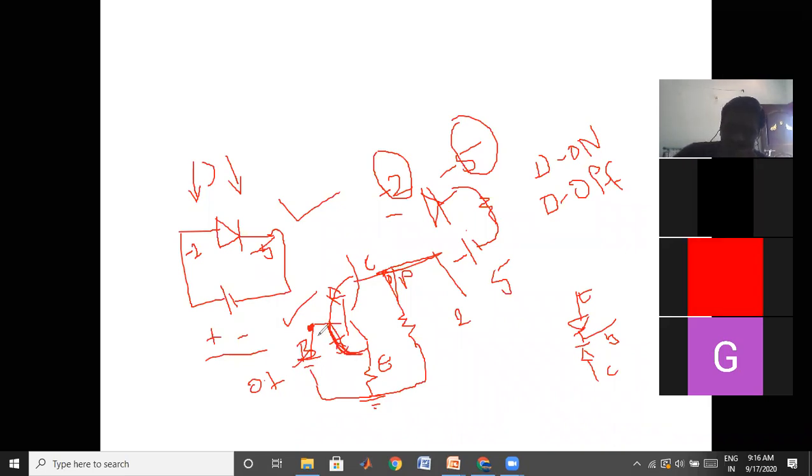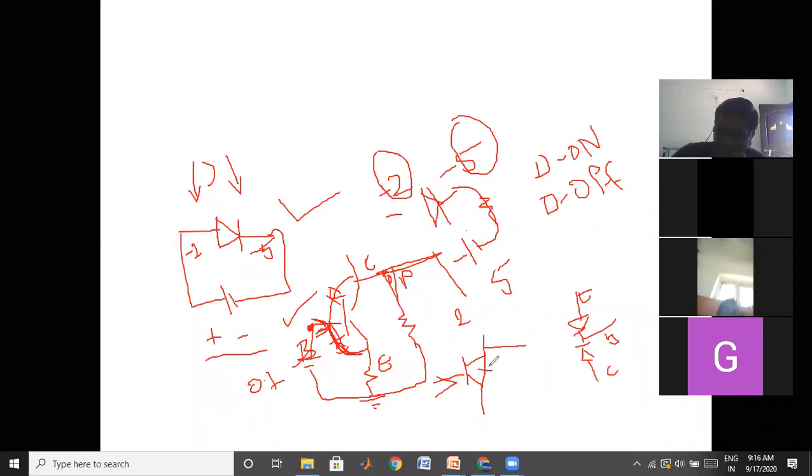Since a transistor is a current driven device, when we apply the base current, then the transistor gets on. In order to make the transistor on, you have to drive the base current. When you drive the base current, the transistor gets on. When the transistor is on, the collector is connected to the emitter, and we are taking the output here.